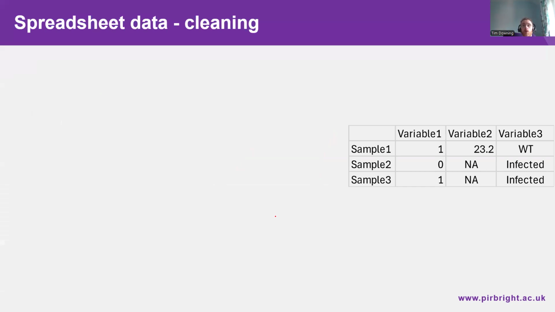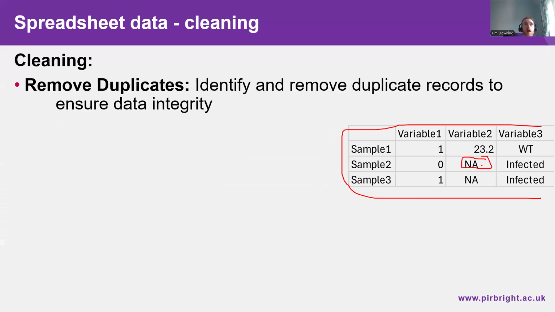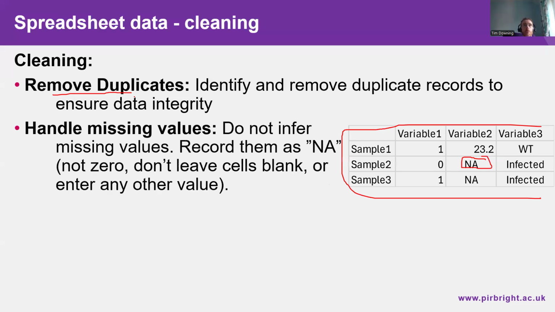So cleaning is something we're going to talk about in detail. You might have spreadsheets containing data like this, where you may have some missing values, or they're recorded as NA, so there's no information available. It may be relevant for us to remove duplicates to ensure the data's integrity, or at least we should check for that. Unless you're using methods that specifically infer missing values, you shouldn't be trying to guess them. It should be recorded as NA, not zeros, nor even the cell lengths or any other value. NA is the way of recording that.